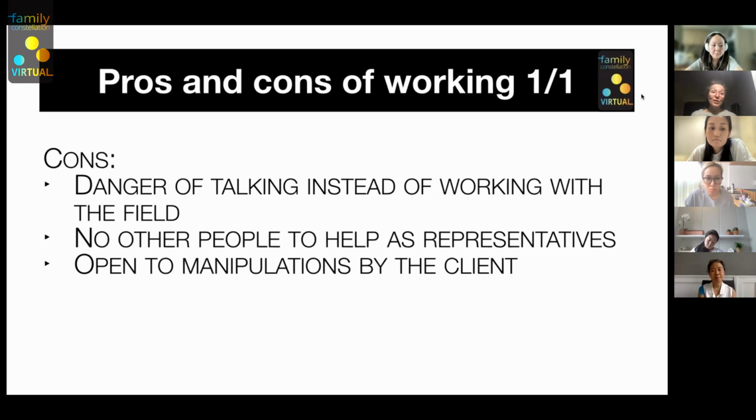And some clients are really, really good at that. So you need to spot it and say, okay, stop talking. We are now doing the work. Let's start with the constellation.